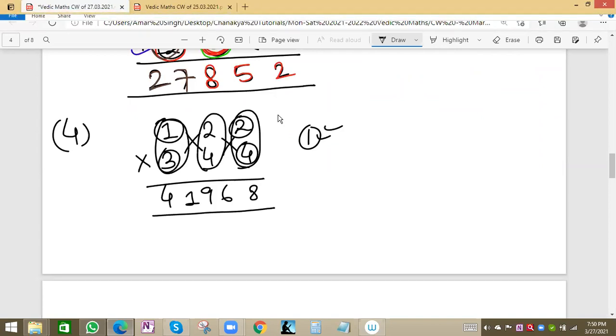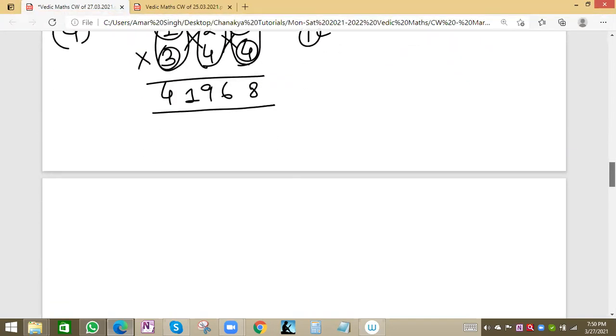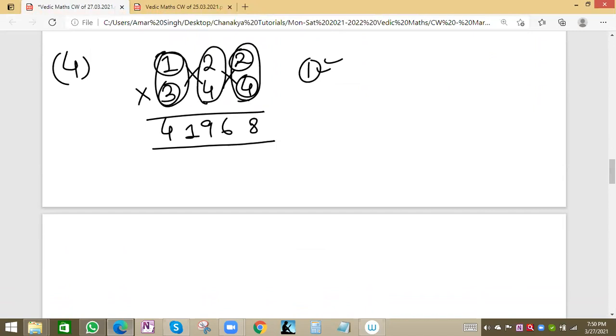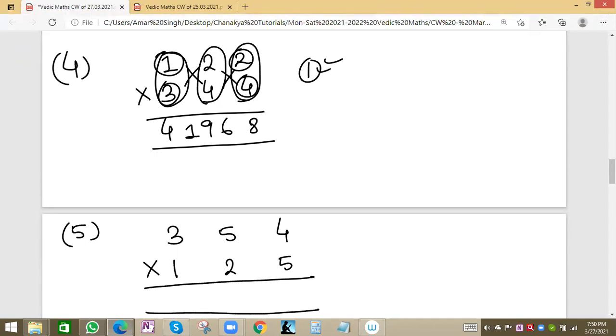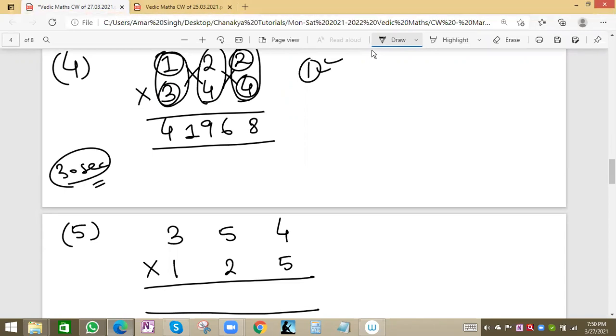Right, the answer is correct. The fifth question we'll see now. Fifth one you can try. Same method, same trick. So let me take a slightly bigger value. 354 and 125. In one line, we'll get the answer. Please don't use a calculator. 30 seconds is our standard time. If you are solving in 30 seconds, then it is fine.